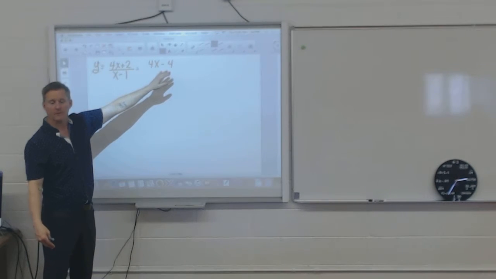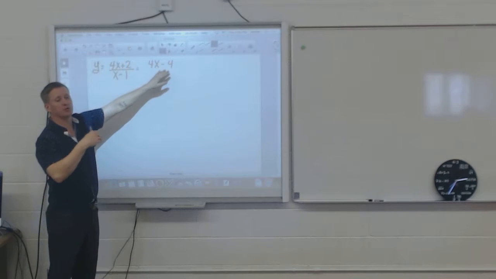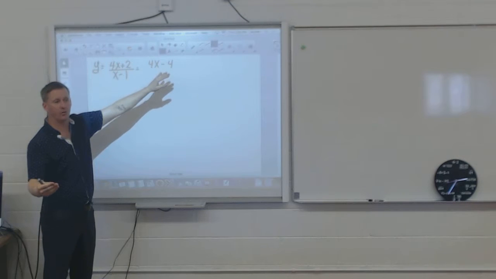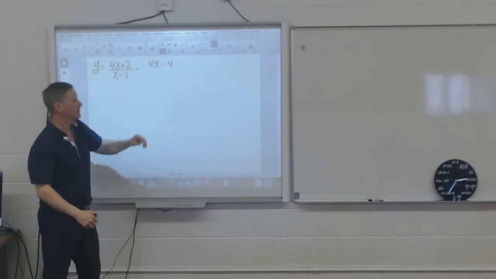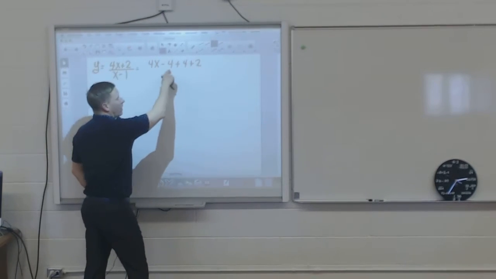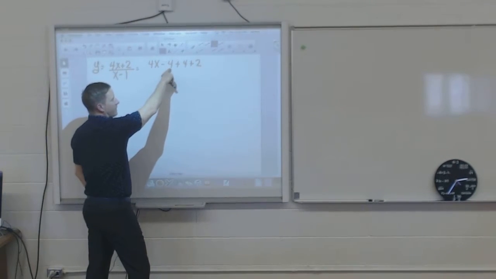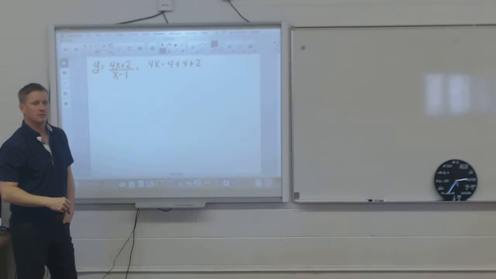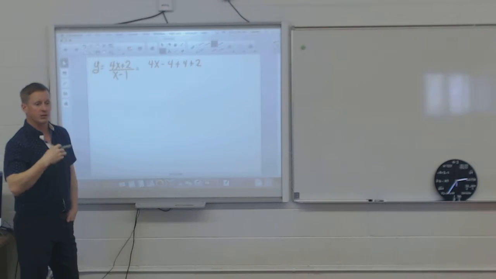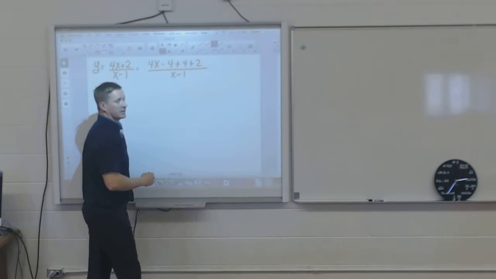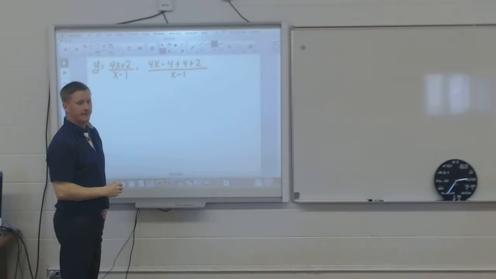Now, if I add a negative 4, I have to add a positive 4 so that I'm not actually changing the question. So I do this, plus 4, and then it's added 2. So all I've done is added a negative 4 and a plus 4. What's 4 subtract 4? 0. So I haven't really changed the question by doing it. But it's going to help me change my format. So all of this is over x minus 1 like this. So far are we following?